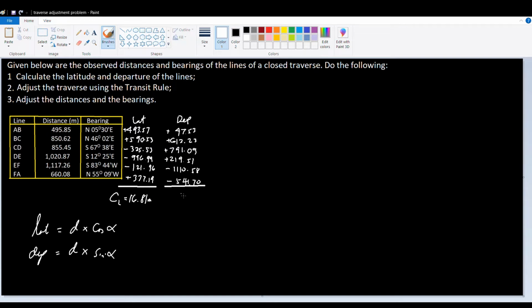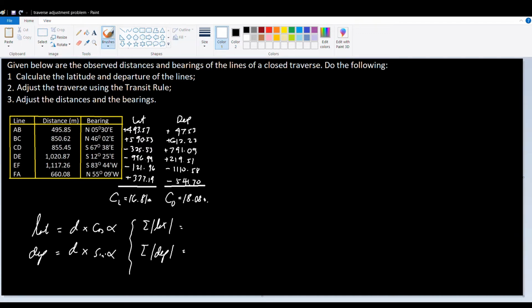And then for the misclosure in the departure, C sub D, we just have to add them together. We get the algebraic sum, and that will give us 18.08 meters. So we have the misclosure in the latitude and the misclosure in the departure. What else do we need to know? We need to get the sum of the absolute values of the latitudes and the summation of the absolute values of the departures. In other words, we get the absolute values of all the latitudes and we add them together.